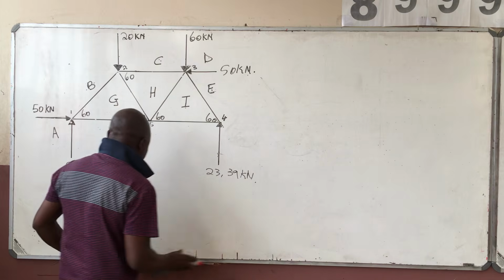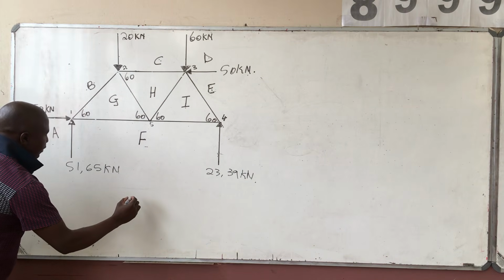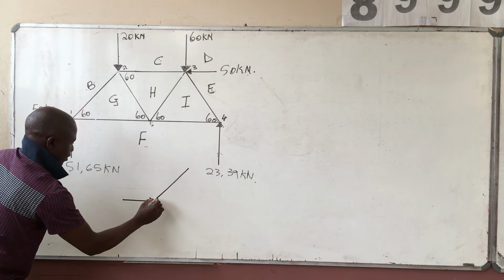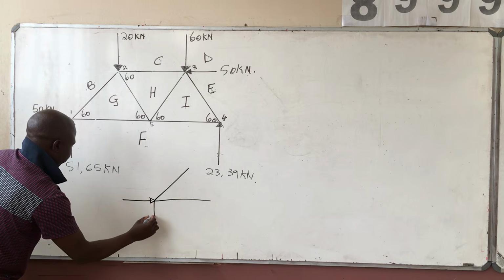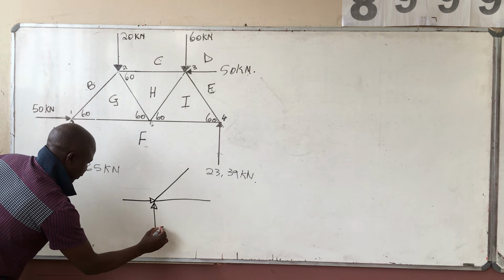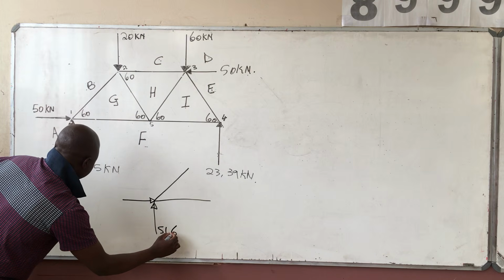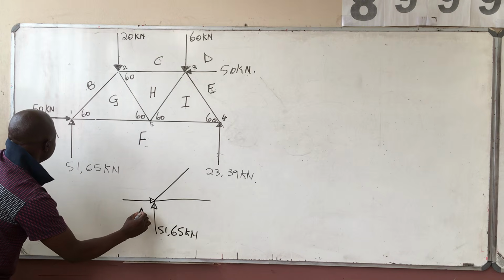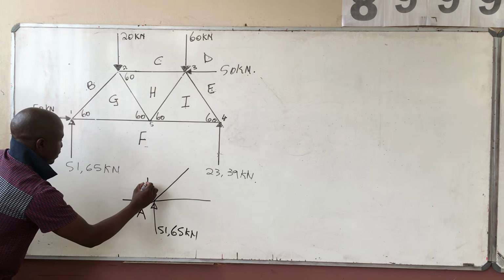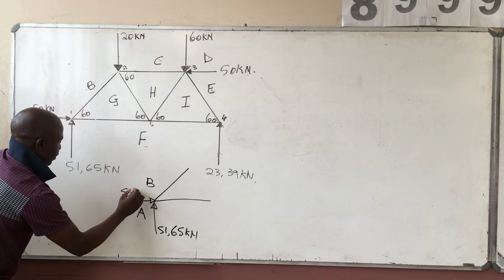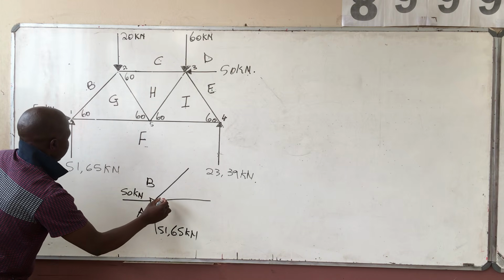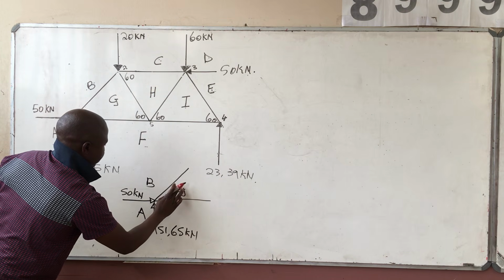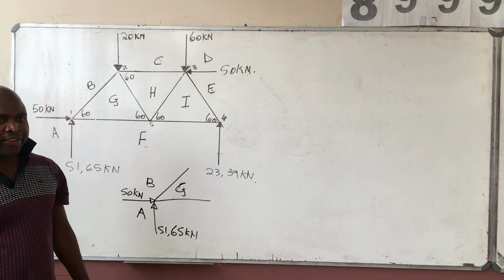Let me draw it down here. We have 50. This one is 51.65 kilonewton. Then here we have A. This one we have B, 50 kilonewton. And this one we have G. Now I have extracted the point there.